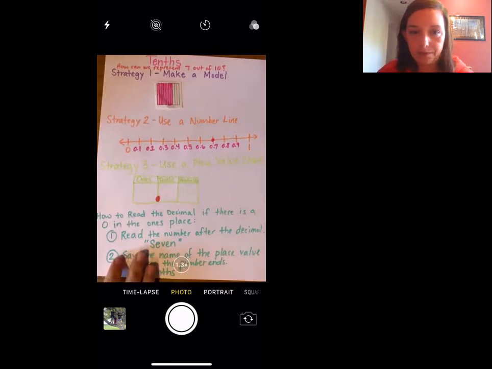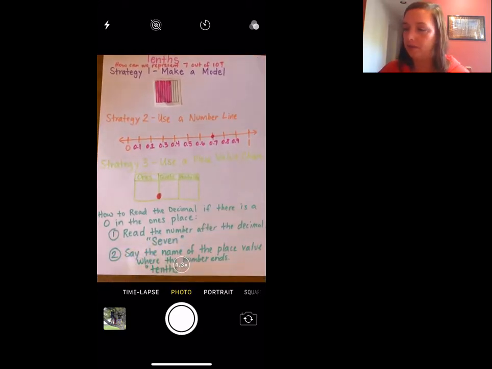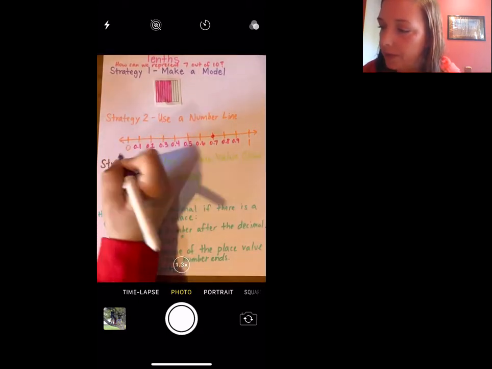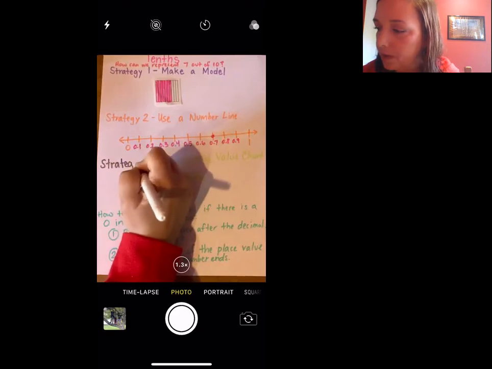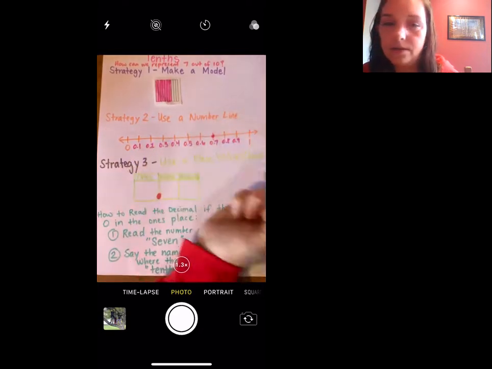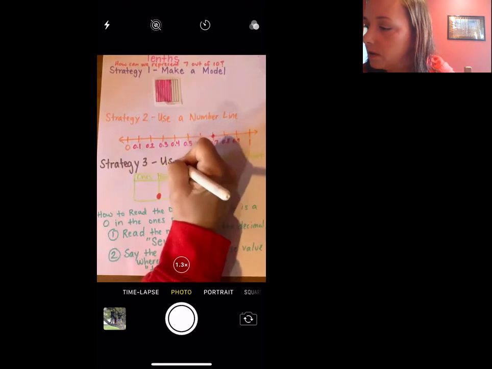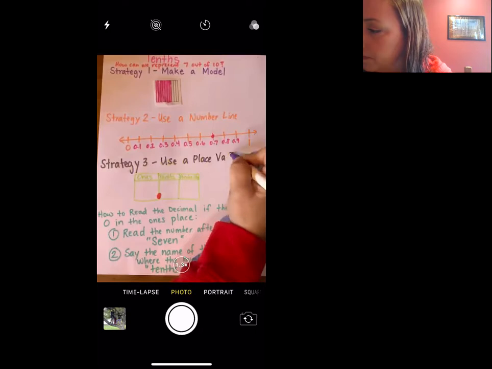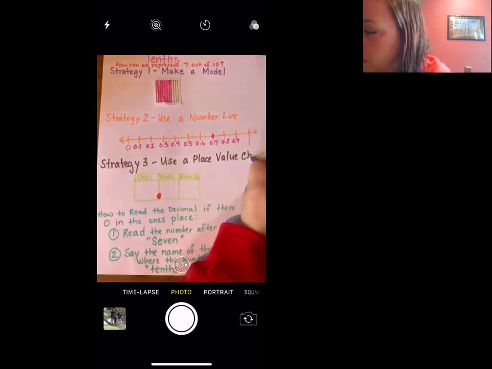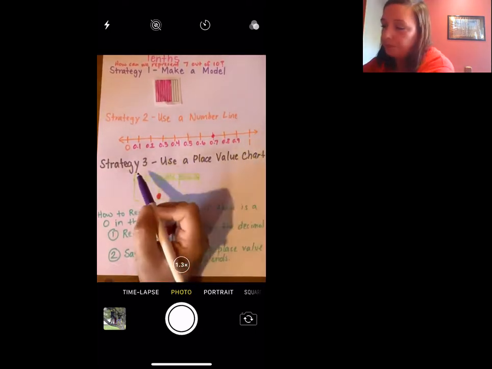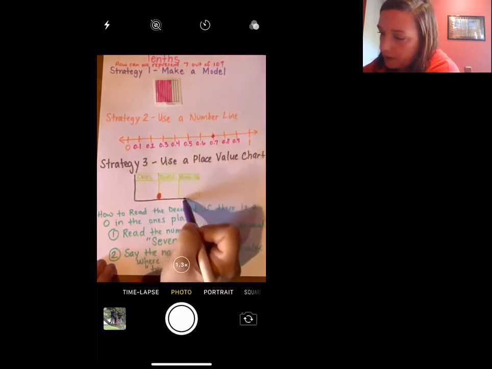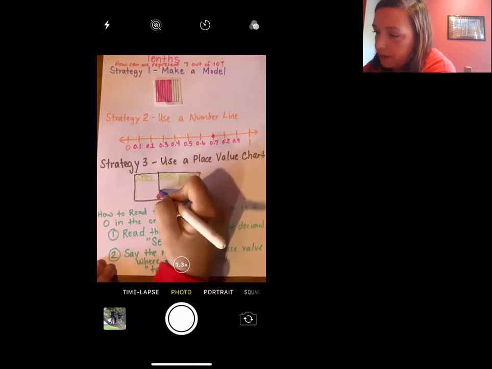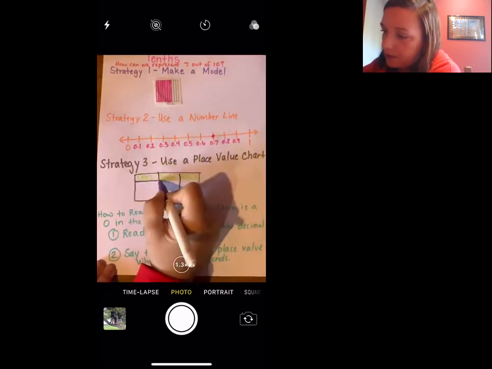Now, strategy 3, I can tell that this color did not show up very well, so I'm going to go over it here. Strategy 3 is to use a place value chart. We used a place value chart yesterday. It looks like this, and it has 3 parts. I made the decimal nice and big and red right there so that you can see it.